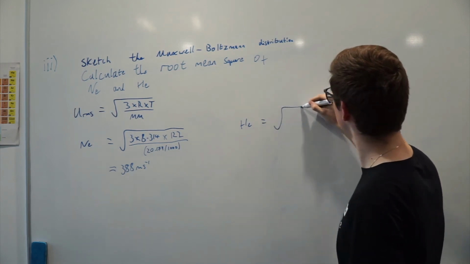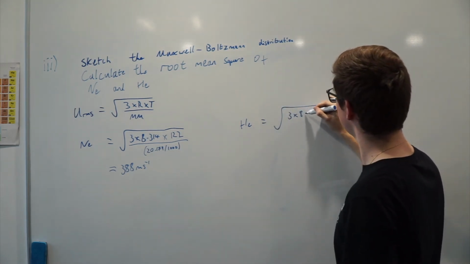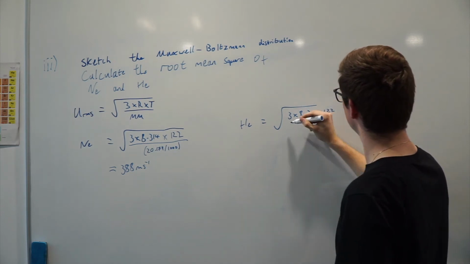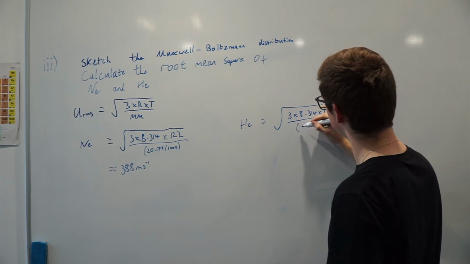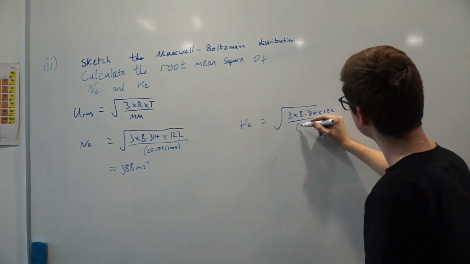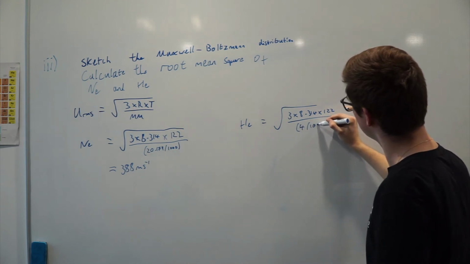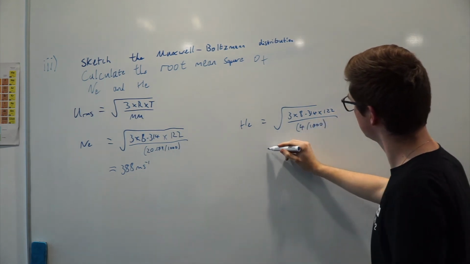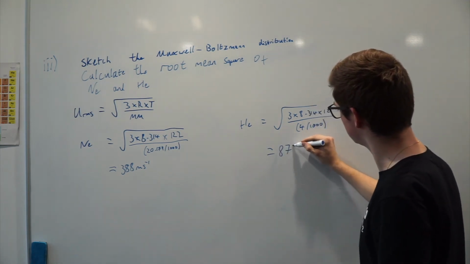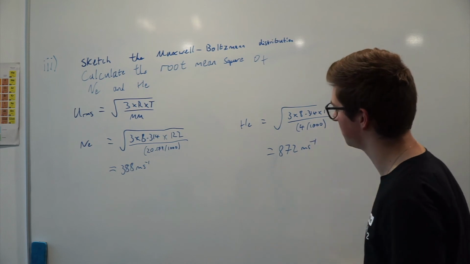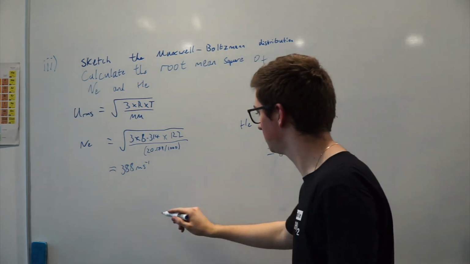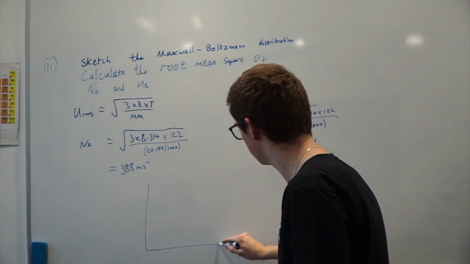Now, for helium, the same thing would be the square root of 3 times 8.314 times 122 all over 4 divided by 1,000, which equates to 872 meters per second. Now, with these values, we can quite easily plot the Maxwell-Boltzmann distribution.